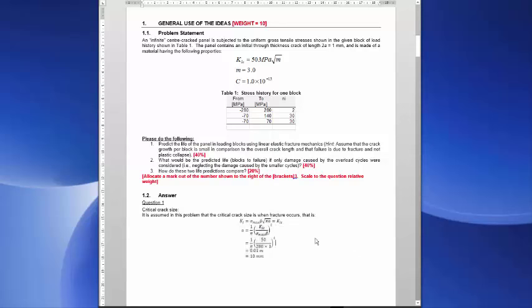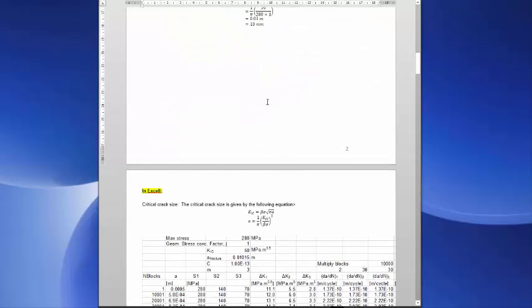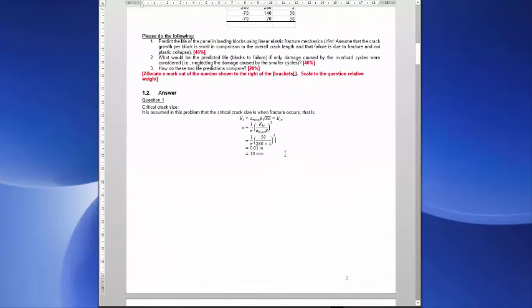I'm going to stop the video here, and in the next video I'm going to show you how to calculate the crack growth per block.